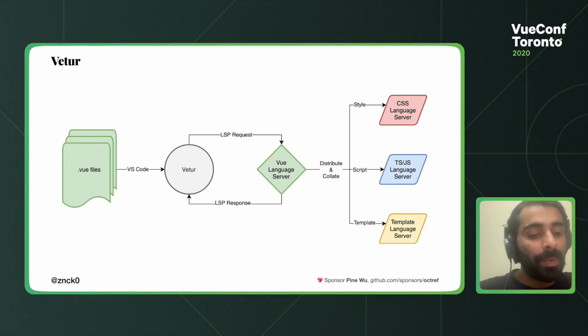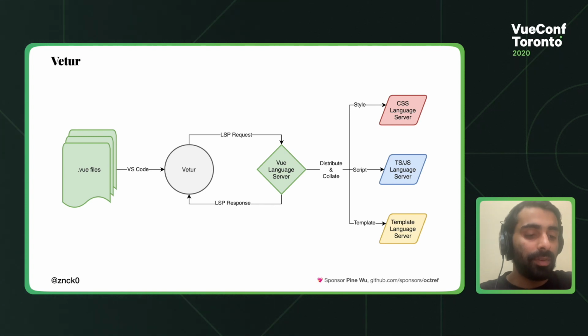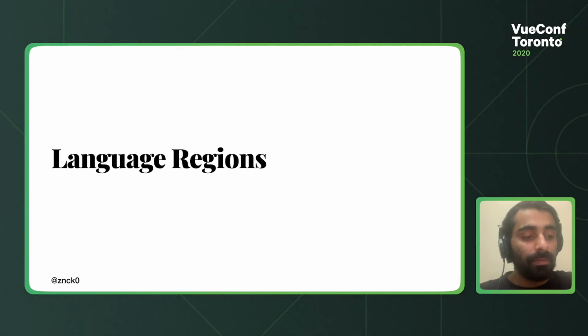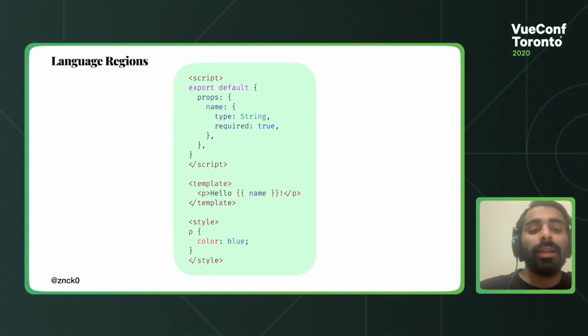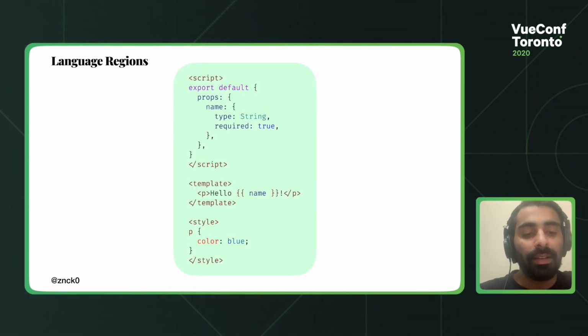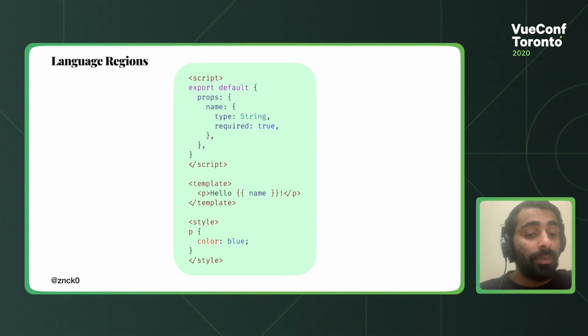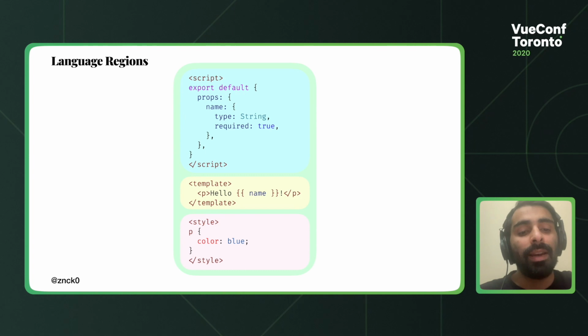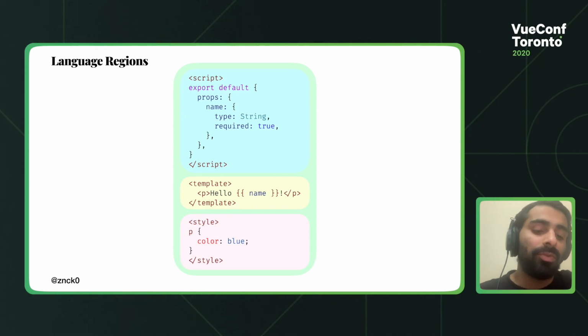And let's go back to how Vue language server distributes a Vue file into smaller blocks and gives them to language servers. It does so by looking at language regions. So let's look at what a language region is. So this is a sample Vue file. Most Vue files look like this. There is a script block and there is a template block, and we have one or more style blocks, zero or more style blocks. We can see this file is an amalgamation of multiple files.